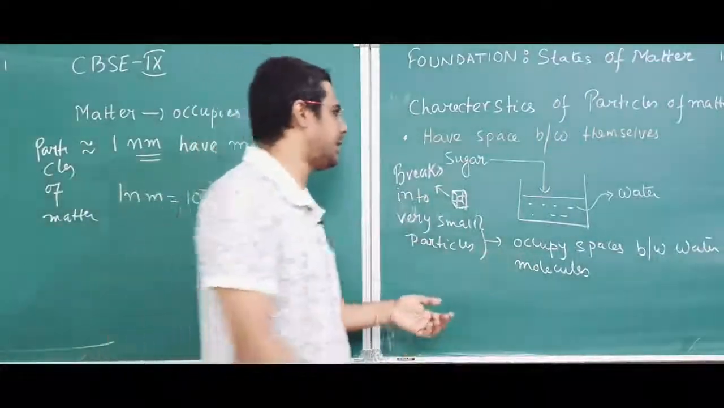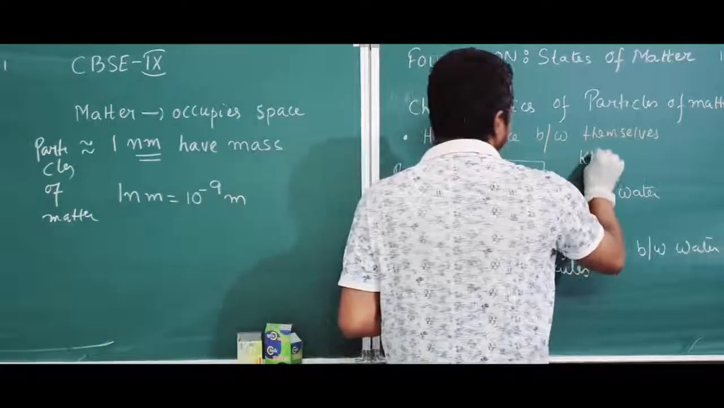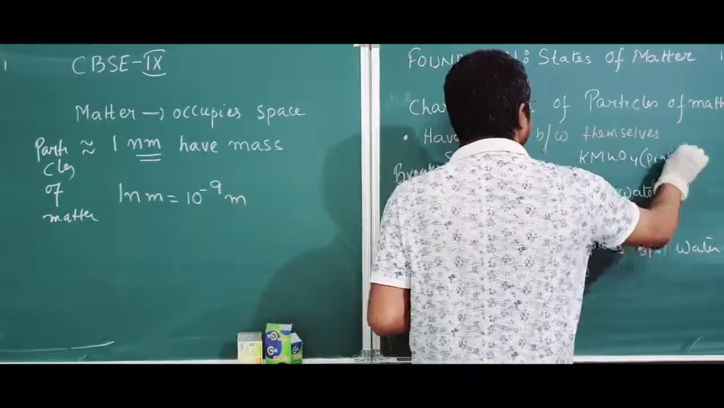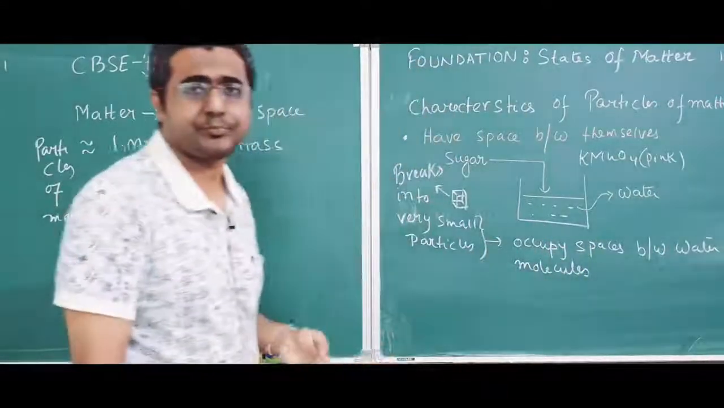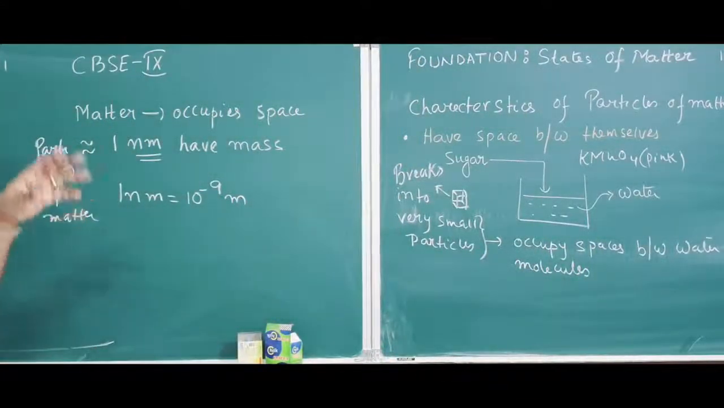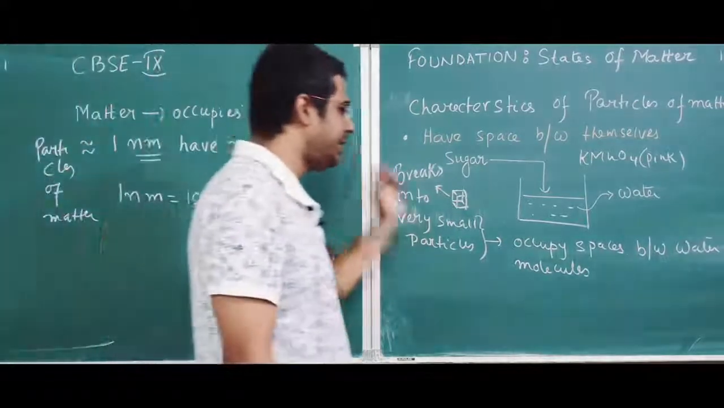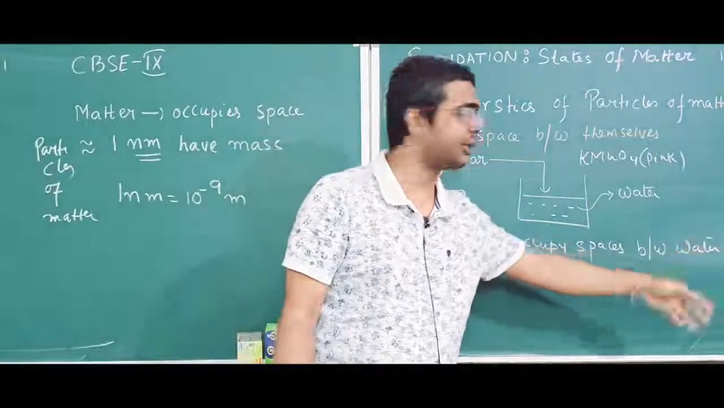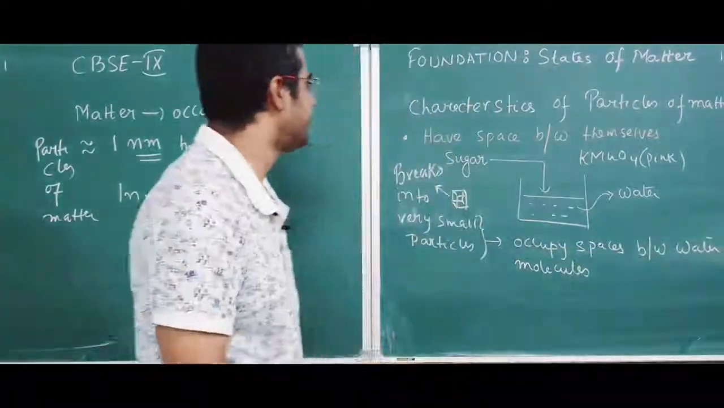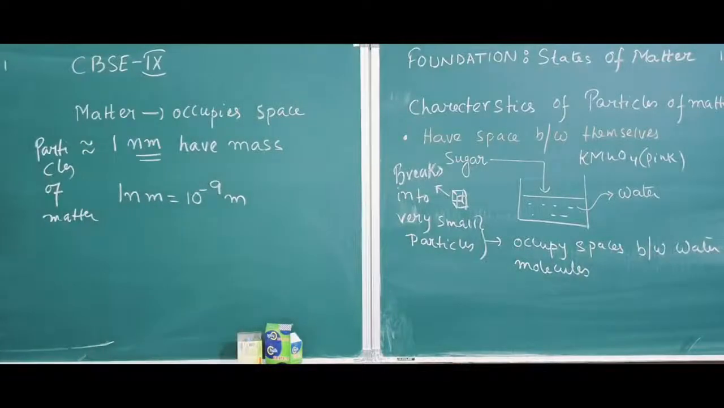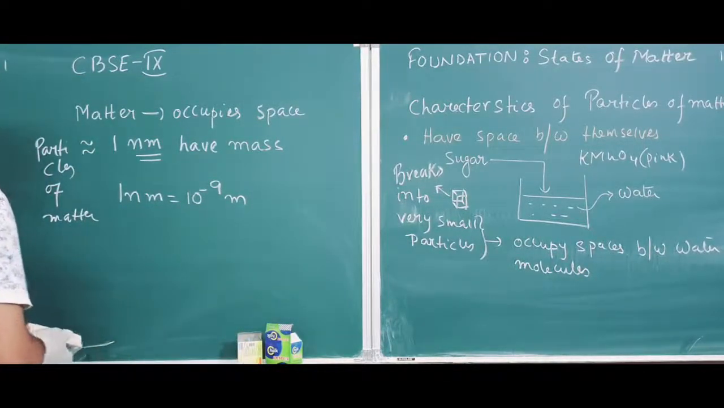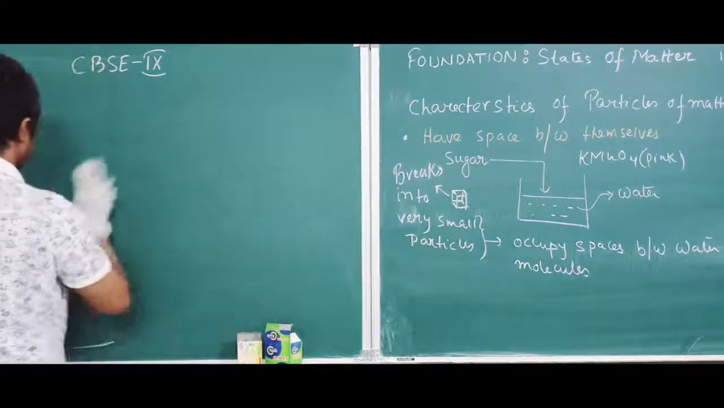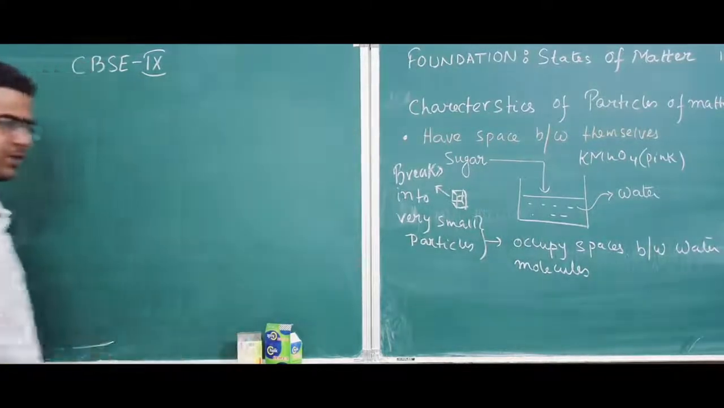Not only sugar, you can take other examples like potassium permanganate. This is purple or pink in color. You put this in water and the water becomes purple, due to the same reason, because it occupies space between water molecules. Please write this word between in full, okay? Don't write it like me. So this is the first characteristic of particles of matter. Next one. What is the next characteristic?